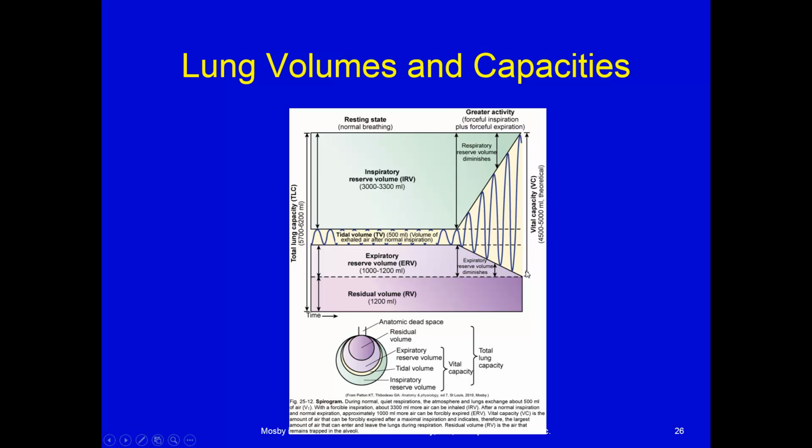Then the last definition is the total lung capacity, and that's where you add all of this up. You add up the tidal volume and the inspiratory reserve volume and the expiratory reserve volume, just like you did for the vital capacity, but then add even to that the amount of volume left in the lungs, the residual volume, and that tells you someone's total lung capacity.